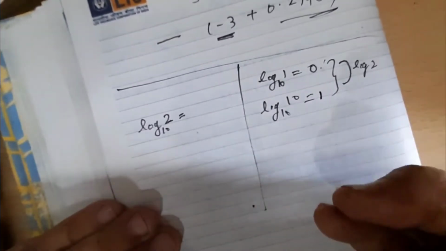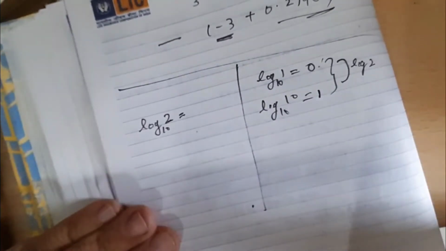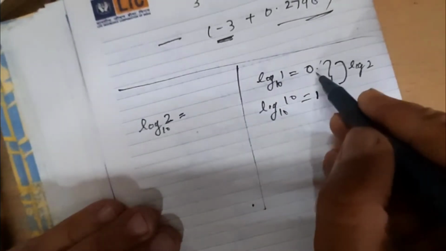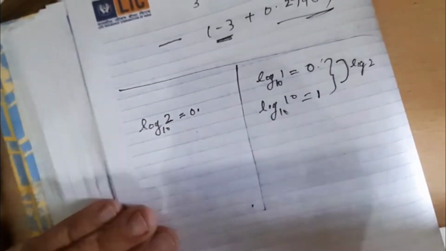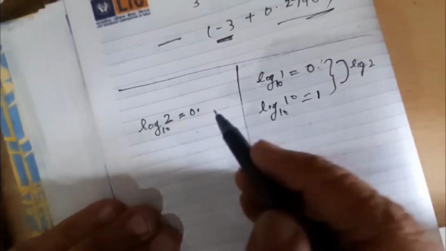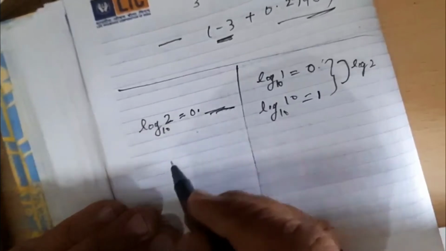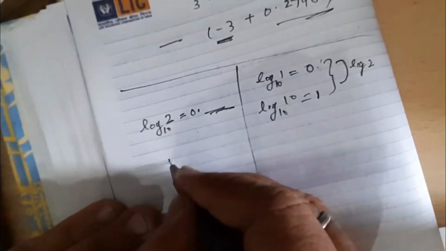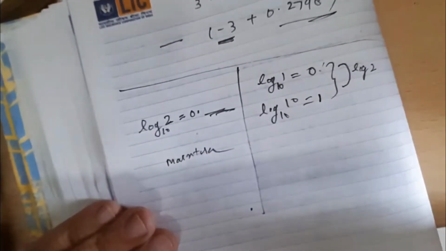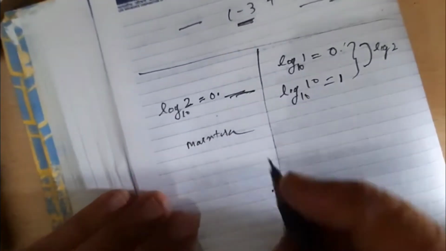So for the numbers 1, 2, 3, 4, 5, 6, 7, 8, 9, up to 9, all have characteristics 0. The value of log 2 is more than 0 and less than 1. The rest part is the mantissa.